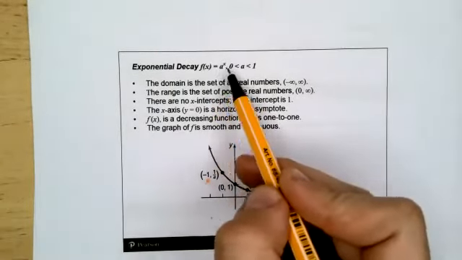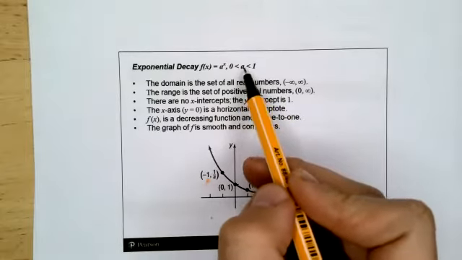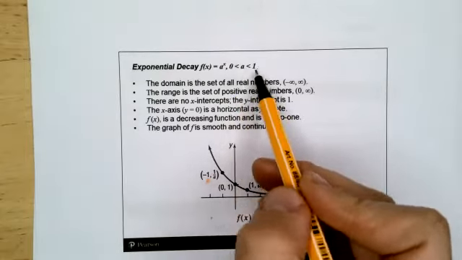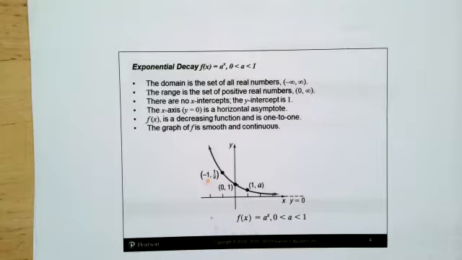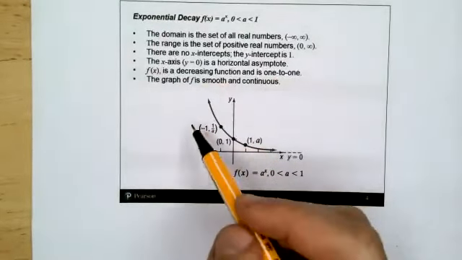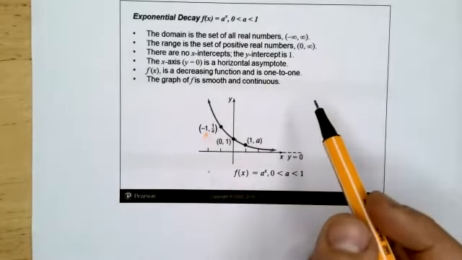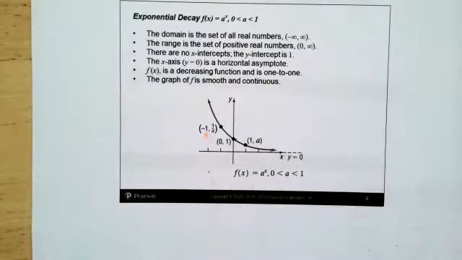Now, same thing, f of x equals a to the power of x. However, a is now a fraction or a decimal that is between 0 and 1. So this is exponential decay. You can see by the picture of the graph that instead of going up from left to right, it's going down from left to right. Falling rather than rising because the base is between 0 and 1.